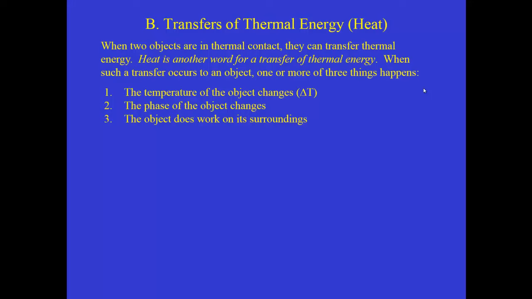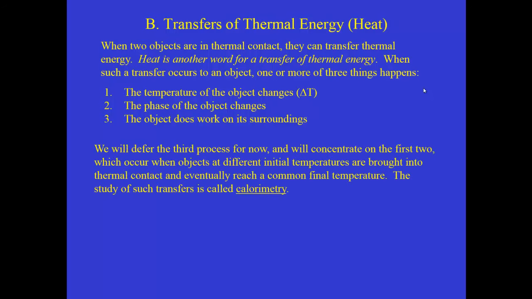So that's another possibility. And a third possibility is that the object could do work on its surroundings, and it could thereby give up a certain amount of its thermal energy. So we're going to defer our discussion of that third process until we talk about ideal gases. And right now we'll concentrate on the first two. And these are the kinds of things that occur when objects at different initial temperatures are brought into thermal contact. And then there's a transfer of heat until they reach a common final temperature.